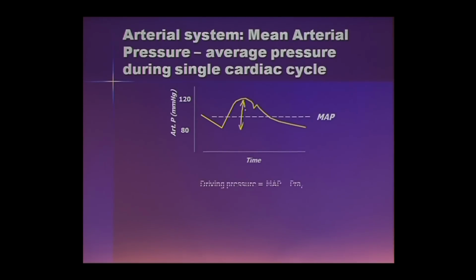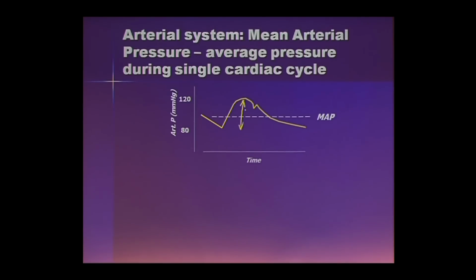Turns out that if we are resting, the heart spends 1/3 of the time of the cycle in systole and 2/3 of the time in diastole. So that pressure is weighted towards diastolic pressures. Mean arterial pressure is then going to be closer to your diastolic pressure than to the maximum systolic pressure.